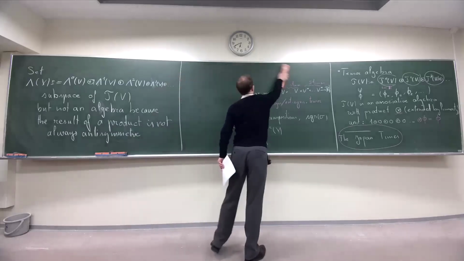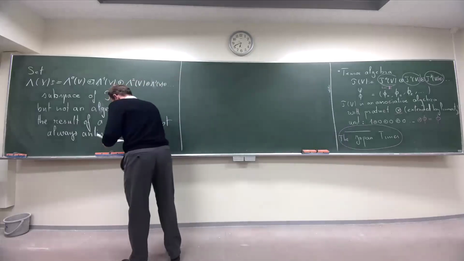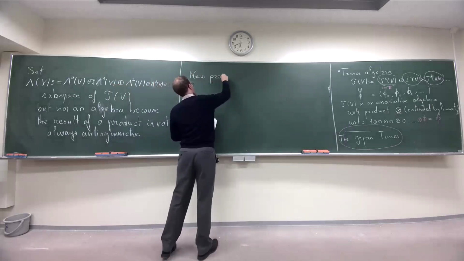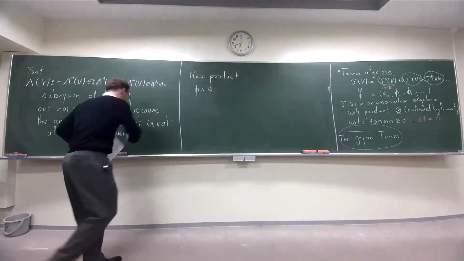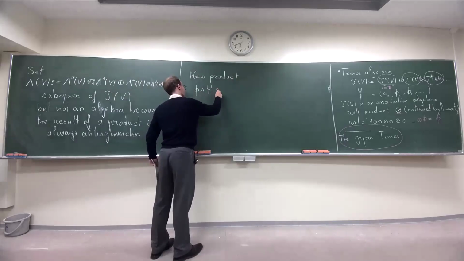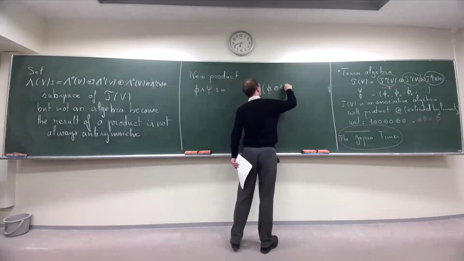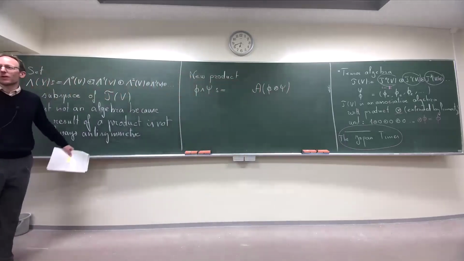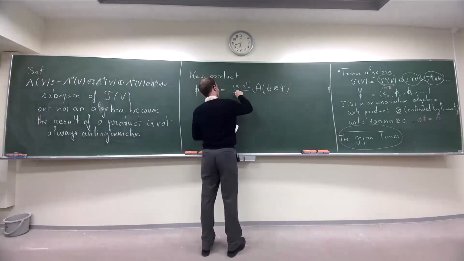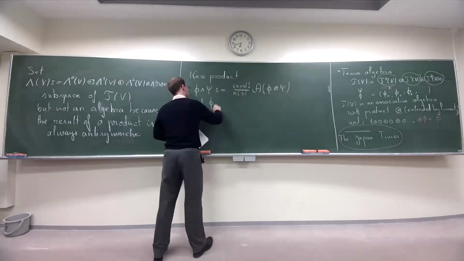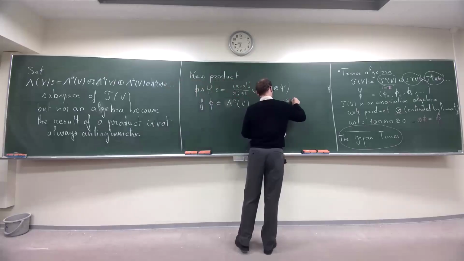We define a new product which precisely antisymmetrizes everything. So we define a new product, which is called the wedge product. We define phi wedge psi, and essentially what I have to do is A of phi times psi, because if I do this antisymmetrization, it's going to be antisymmetric. And there is a normalization factor, (r plus s) factorial divided by r factorial s factorial, if phi is in lambda r of V and psi is in lambda s of V.